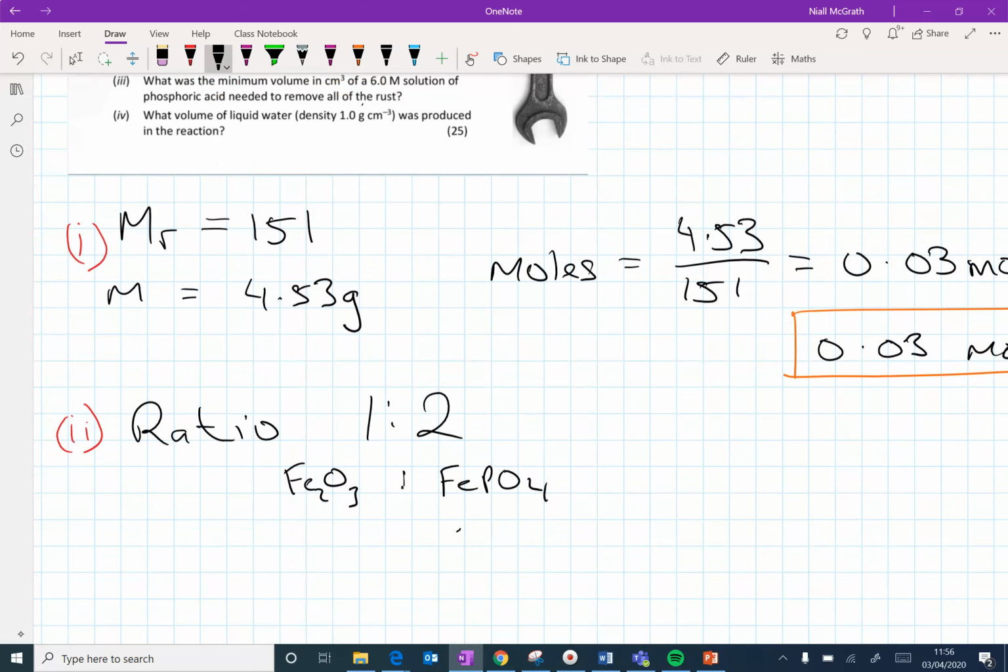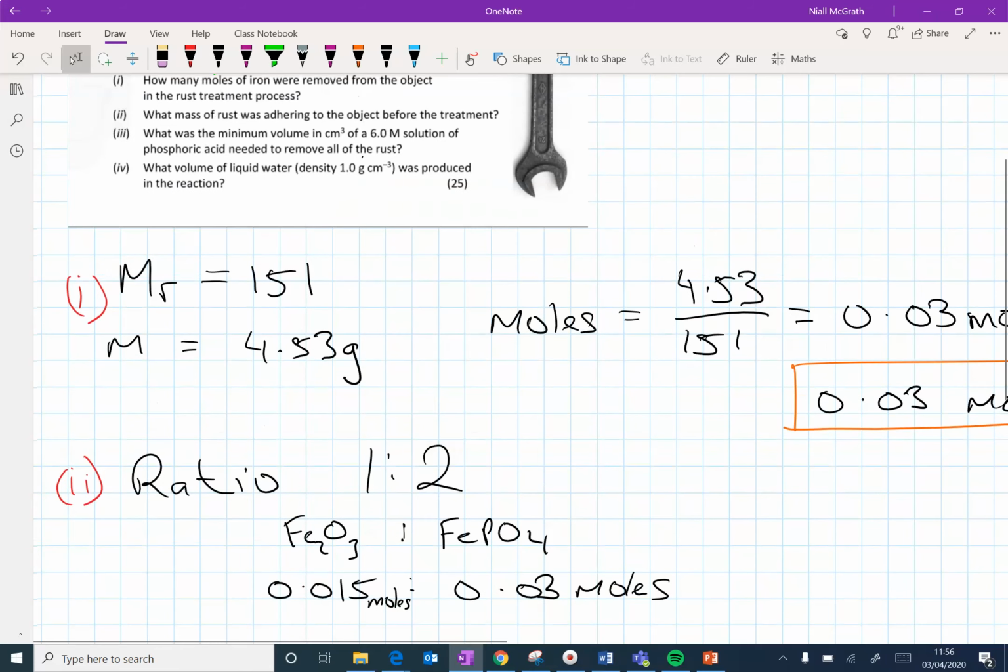So if we have 0.03 moles of iron phosphate, then to get your moles of iron oxide, you have to divide that by 2, because you have 2 moles of iron phosphate for every 1 mole of iron oxide. So you're going to have 0.015 moles of iron oxide.